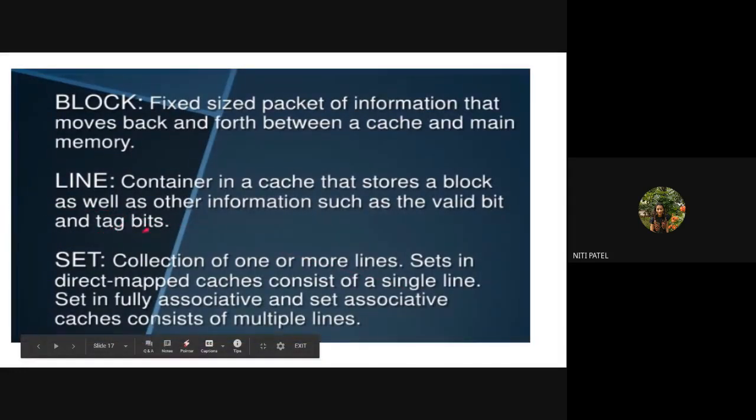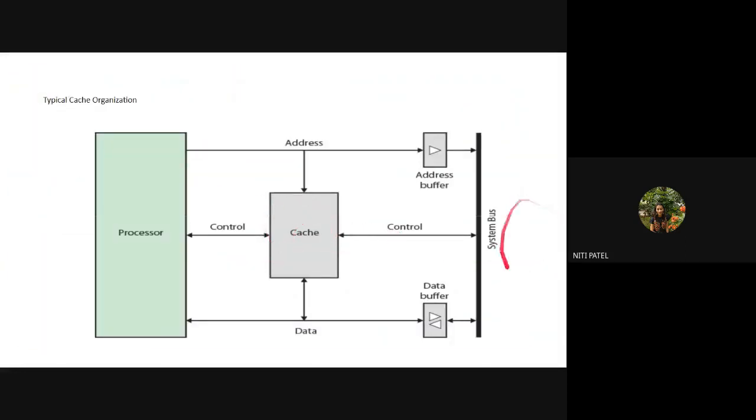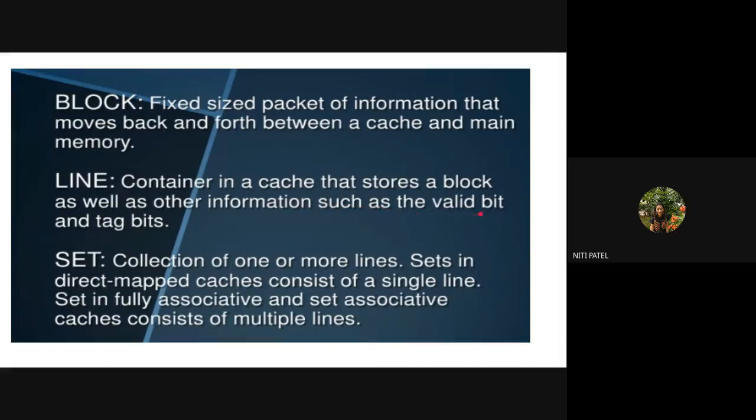Next we have line. What is a line? A container in a cache that stores a block as well as other information such as the valid bit and tag bit. So what is the block doing? The data is moving between main memory and cache. But once that block has reached the cache memory, I call it a line. In between cache and main memory, I have a block. But once that block reaches the cache memory, I call it a line. What does that line have? A line will have all the information about the data in the form of a block which is received over here. Along with that, a line also has some information called the valid bit and tag bit.